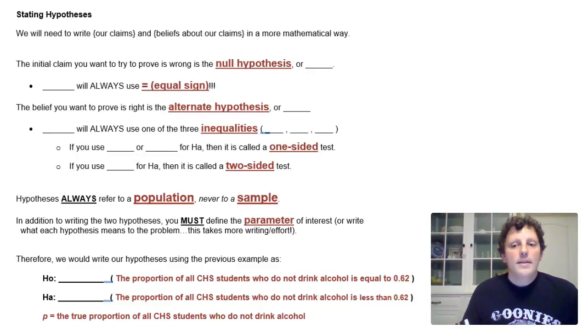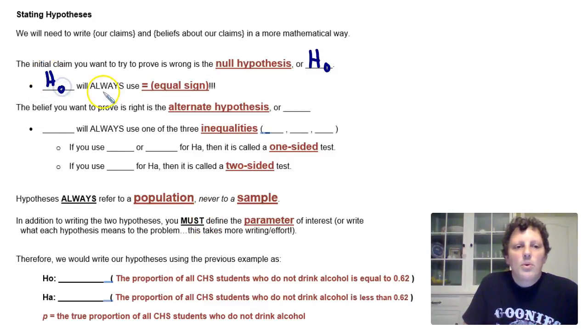So how do we do all this? Well, first, we need to write our claims and the beliefs about our claims in a more statistical manner. Okay, the initial claim that we want to prove wrong is called the null hypothesis. It is shorthanded with a capital H and a little sub O, the null hypothesis. The null hypothesis, please remember this, will always use an equal sign. So the original claim about the population that we're testing that we believe may be false always has an equal sign.